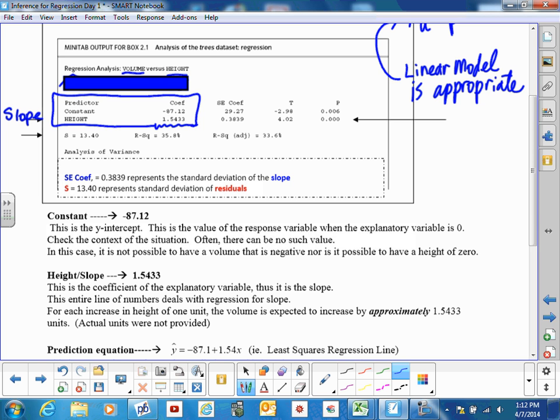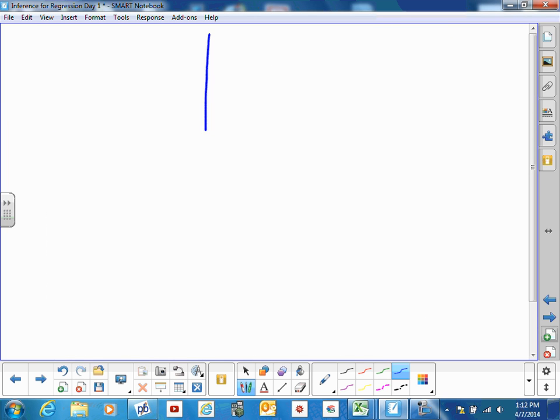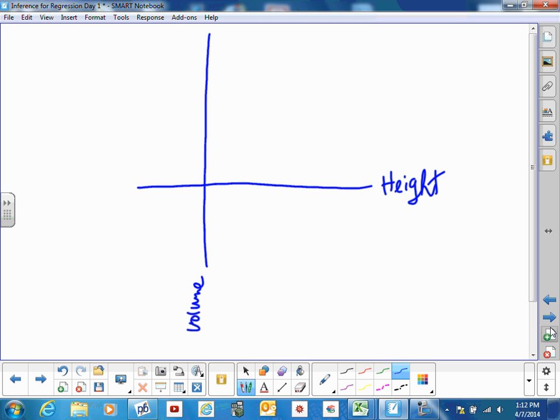Now, look at this y-intercept. This is very interesting. This y-intercept is negative 87.12. What is of interest to you? Yeah, it's negative. That's a little disturbing because if you understand context, this y-intercept is happening when x is 0. So let's think about that for a second. Height is your x variable. Volume is your y variable. And we got this happening. Right here is negative 87 volume.